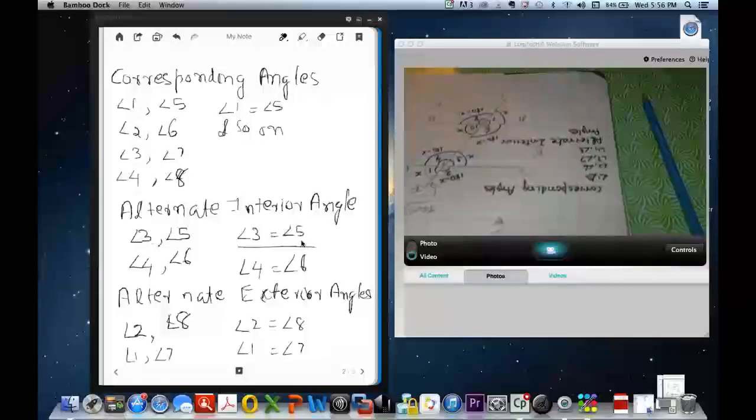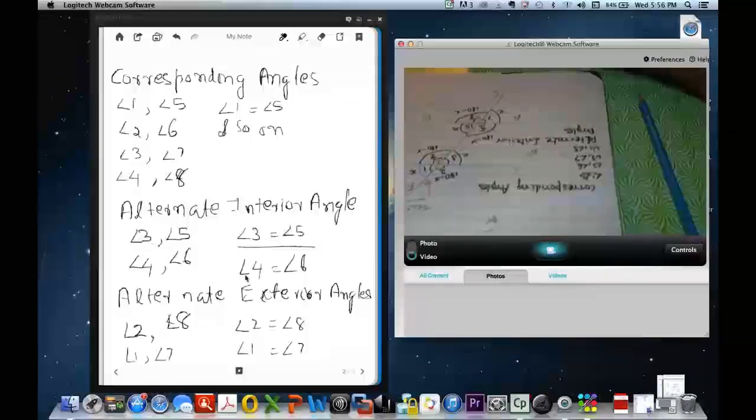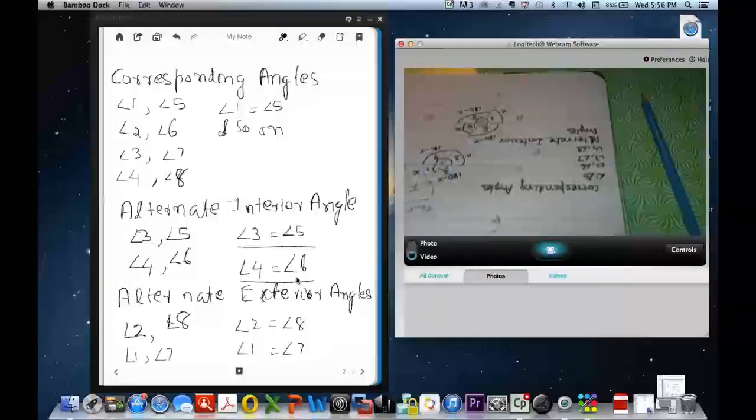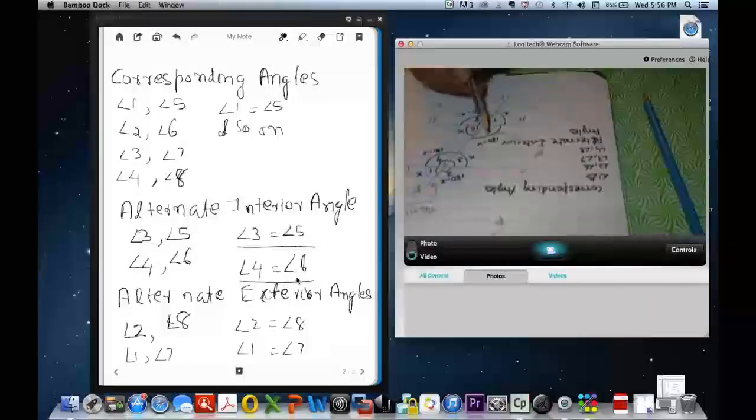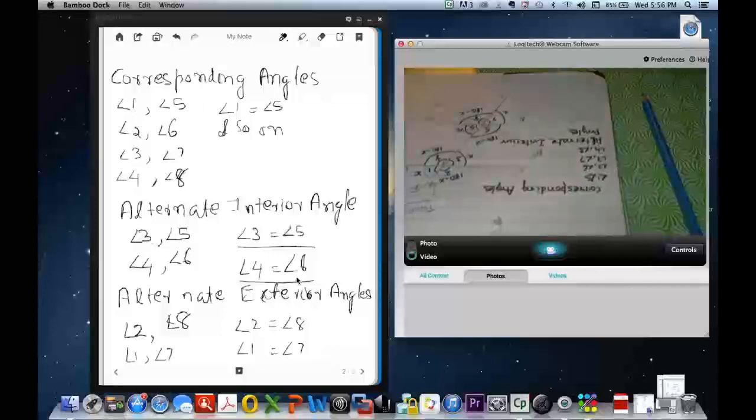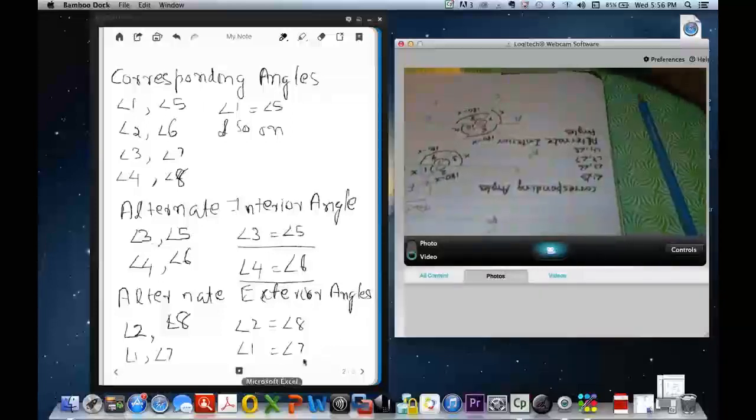Now let us look at angle 4 is equal to 6. Is angle 4 equal to 6? Angle 4 is 180 minus x and angle 6 is 180 minus x. So they are equal, right? Then alternate exterior angles. So angle 2 is equal to angle 8.